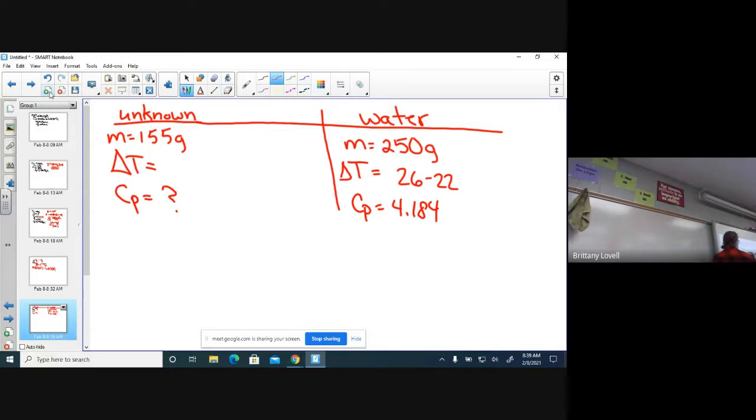we know that the temperature of the metal started initially at 40. And the final temperature of the system, they told us that the water ended at 26. So this is TF minus TI. Okay, so what's my final temperature change here? 14 and negative 14, right?